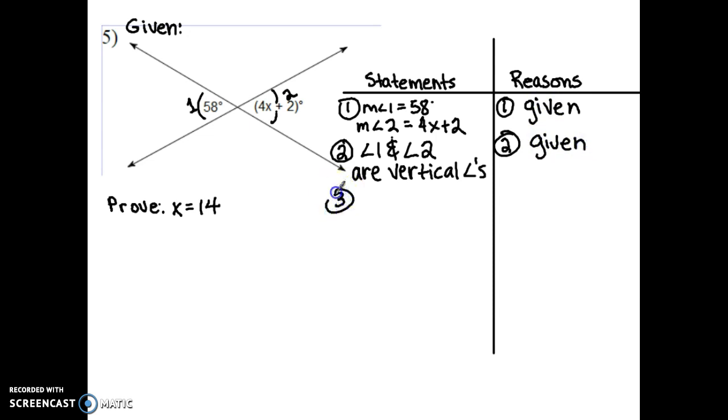I'm going to use this idea here. Vertical angles, I know something about them. I know that angle 1 is congruent to angle 2 because they're vertical angles. And that's the vertical angle theorem.